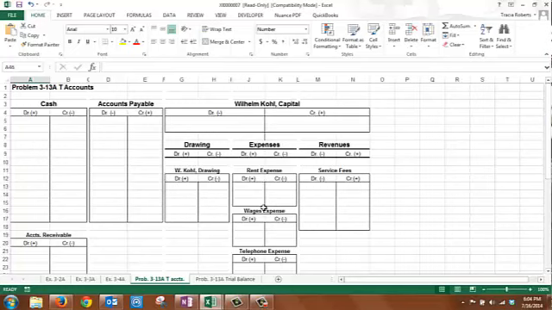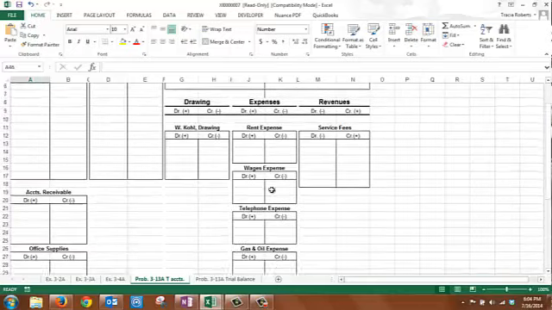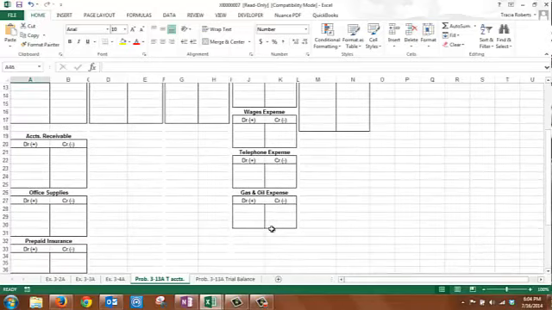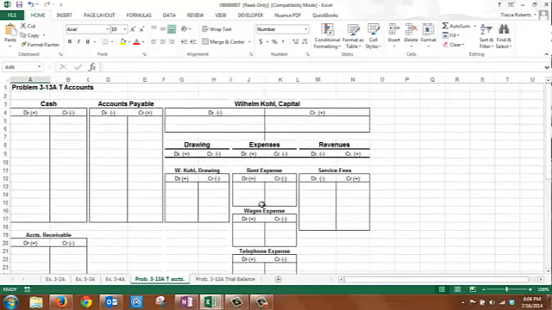And then we have our expenses: rent expense, wage expense, telephone expense, gas and oil. All of these get a debit to increase and a credit to decrease. And then lastly, we have our revenues, which is service fees. A debit to decrease it, a credit to increase it.